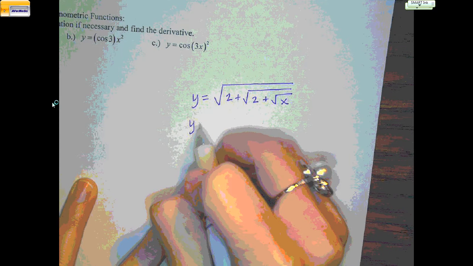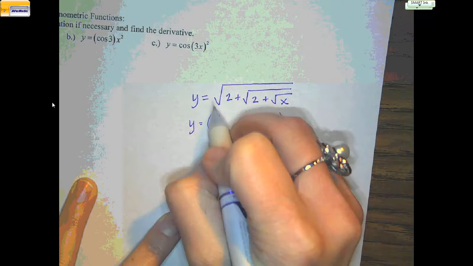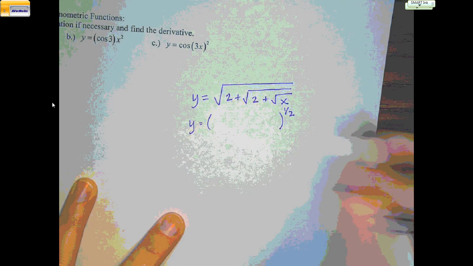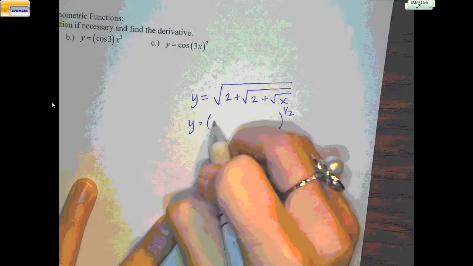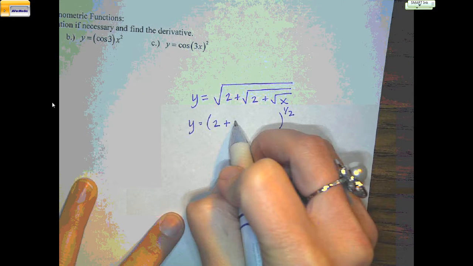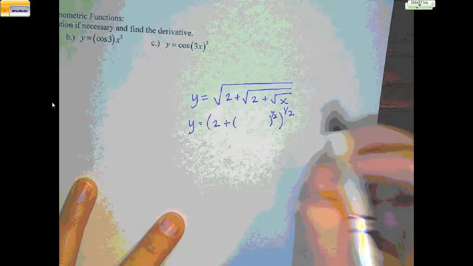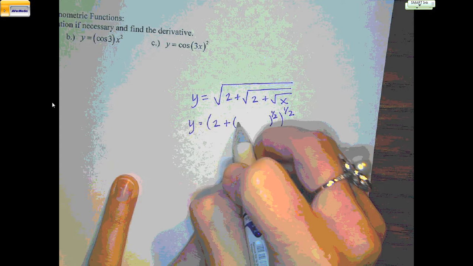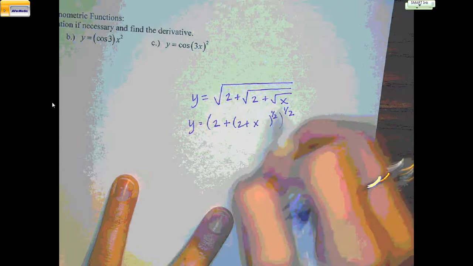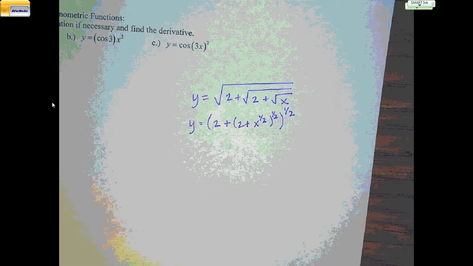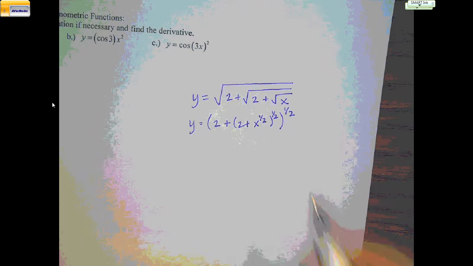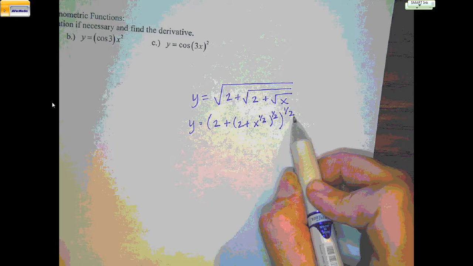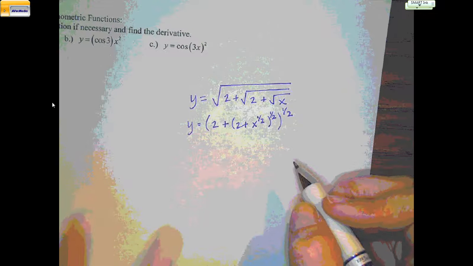Okay, let's rewrite this because this could get super confusing. We've got y equals our outermost parentheses. We know that there's a square root here, so it's to the half. On the inside, I've got 2 plus another radical, so another set of parentheses to the half. Then I've got 2 plus another set of parentheses around an x to the half. We've got 3 square roots, so I have 3 exponents that say to the half. Would you guys agree that those mean the same thing?